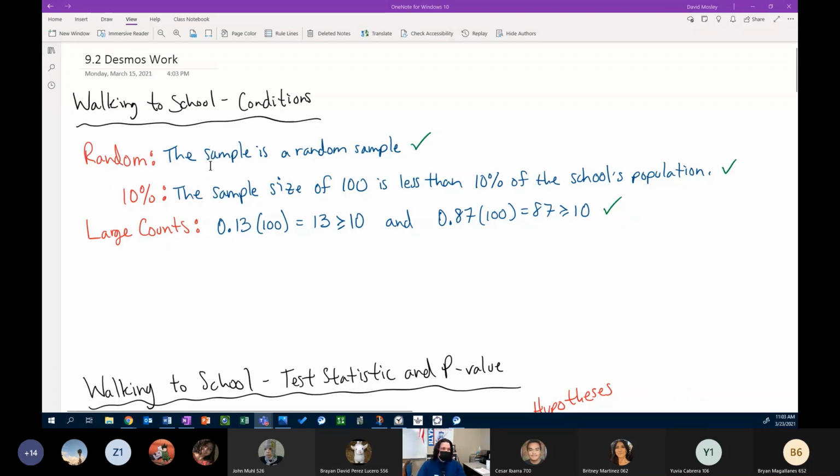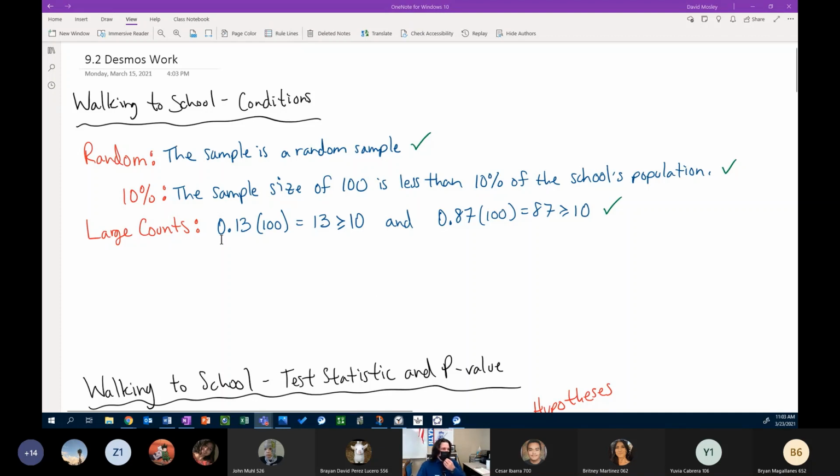Was it random? Yes, the sample is a random sample, so that condition's been met. Right, 10%: the sample size of 100 is less than 10% of the school's population. We're assuming that. We're told the school is large. We're not given the actual number. So for the purposes of what we know, we're going to assume that 100 is less than 10%. We're going to say that there's probably more than 1,000 students in this school.